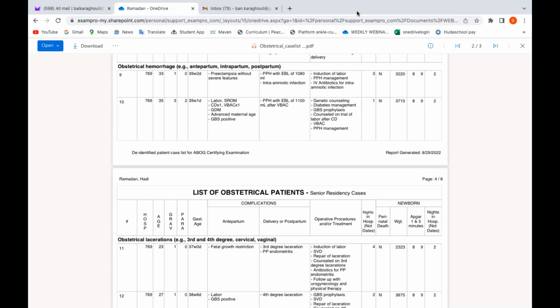Fetal, we are at high risk for IUFD, macrosomia. Macrosomia can cause shoulder dystocia. At birth, it can cause hyperbilirubinemia. It can cause hypoglycemia, hypocalcemia. Okay, good.